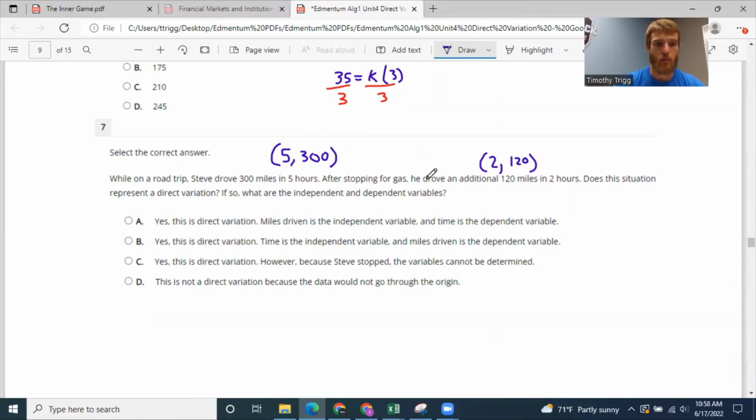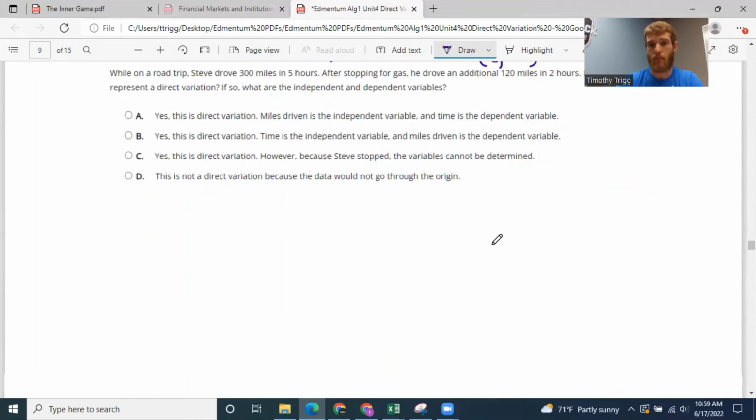All right. So let's see. Is there a multiplier to go to here? So 5 times what gives me 300? What I could do is use my calculator, and I can do 300 divided by 5. So I know that it's times 60. So 5 times 60 gives me 300. Is it the same thing here? Is it times 60? Well, yes, it is. 2 times 60 for 120. So since it's the same multiplier, then yes, it would be direct variation in this case. Okay. And what thing would be the independent variable? Do you think it's the time or the distance? So see if you can figure that out.